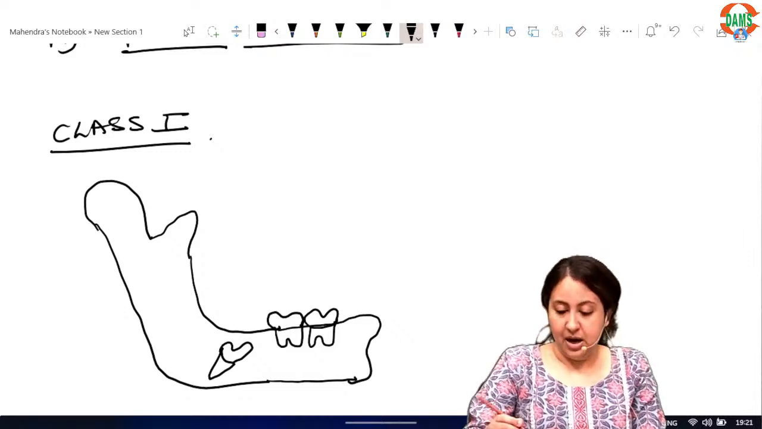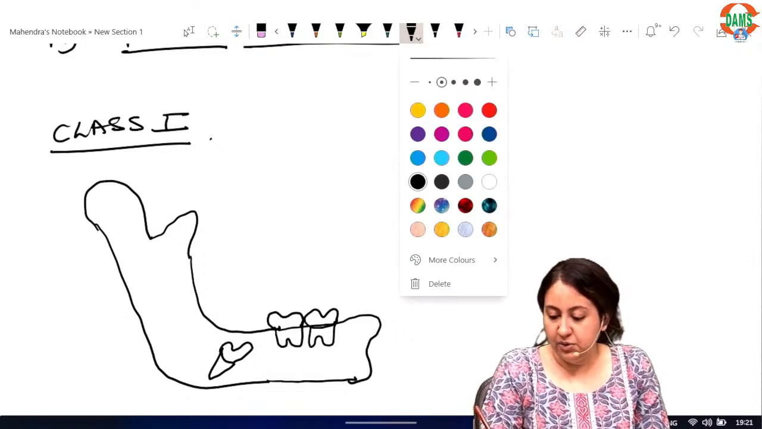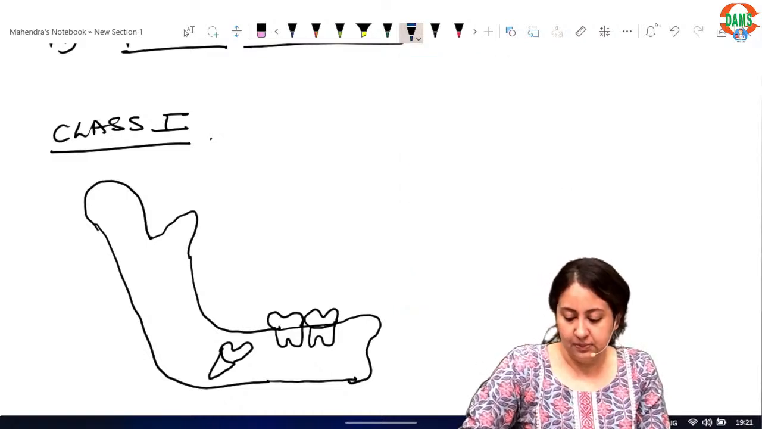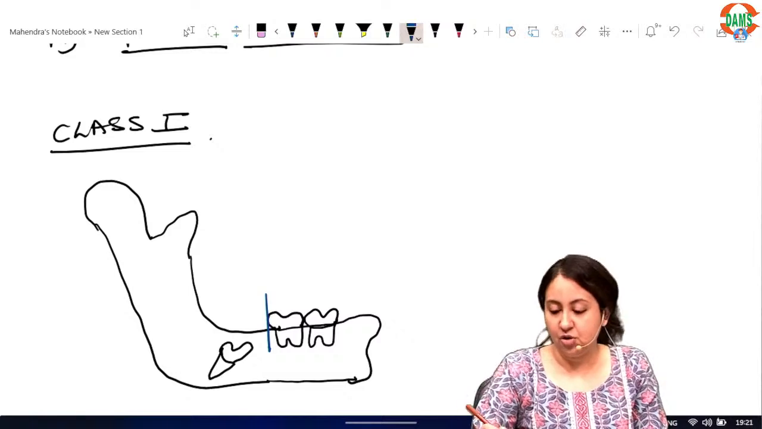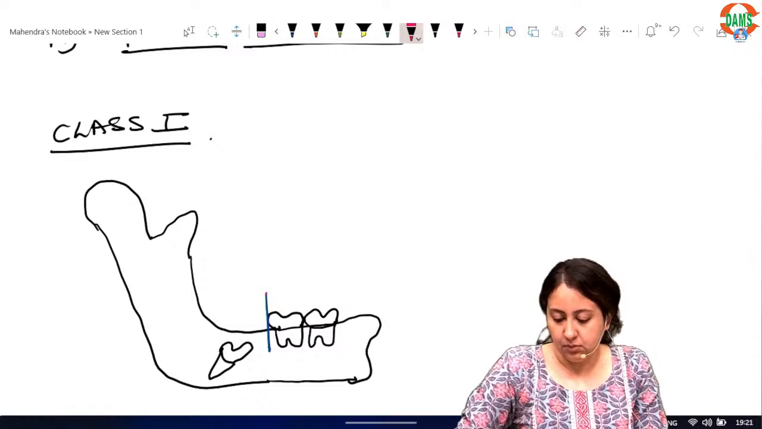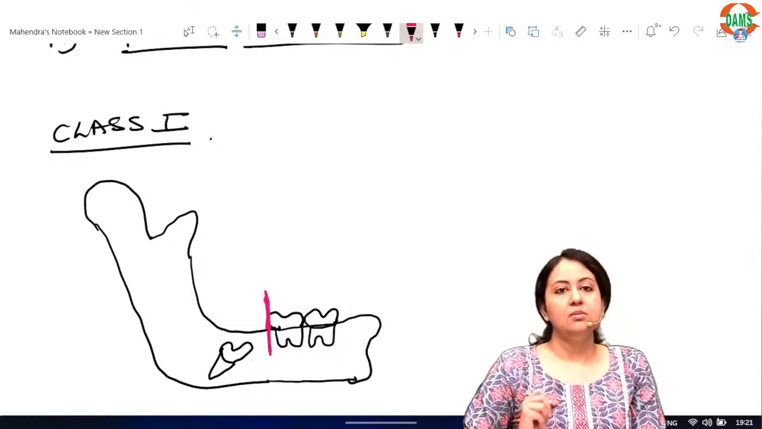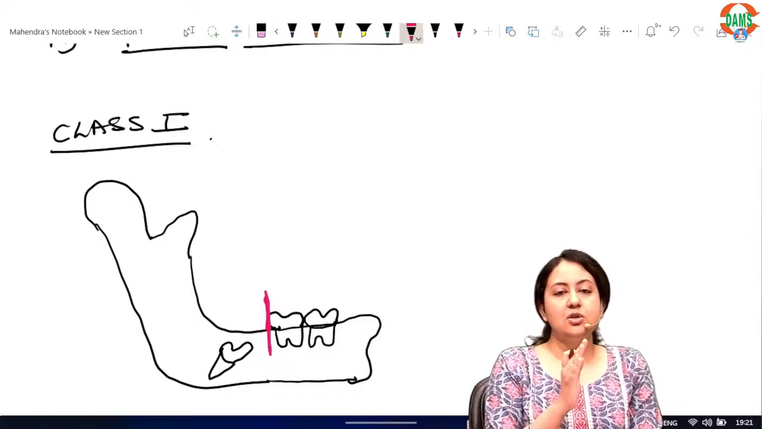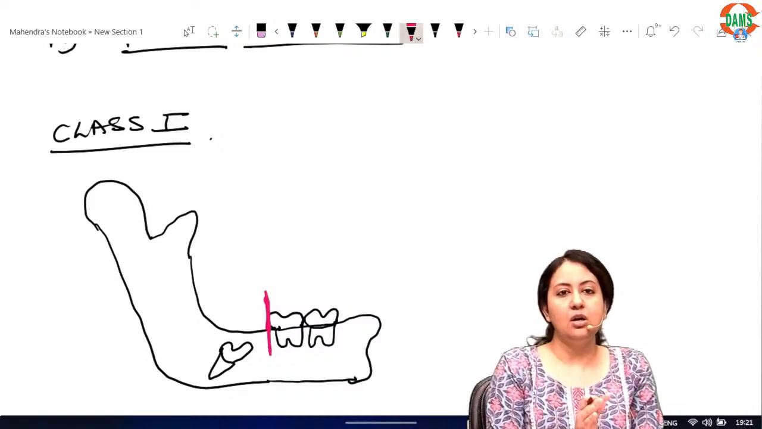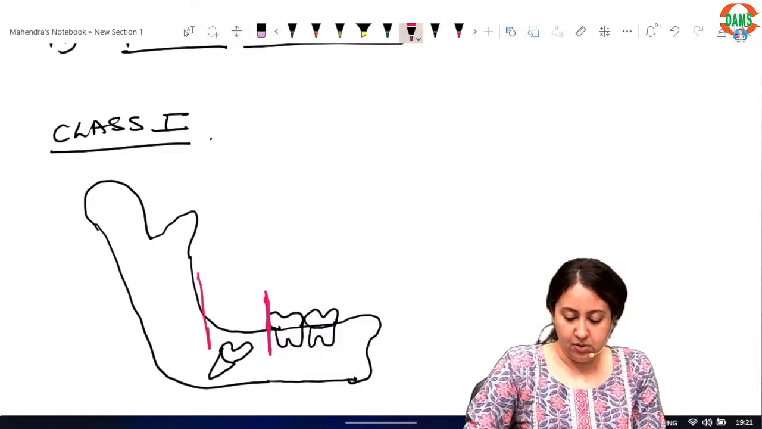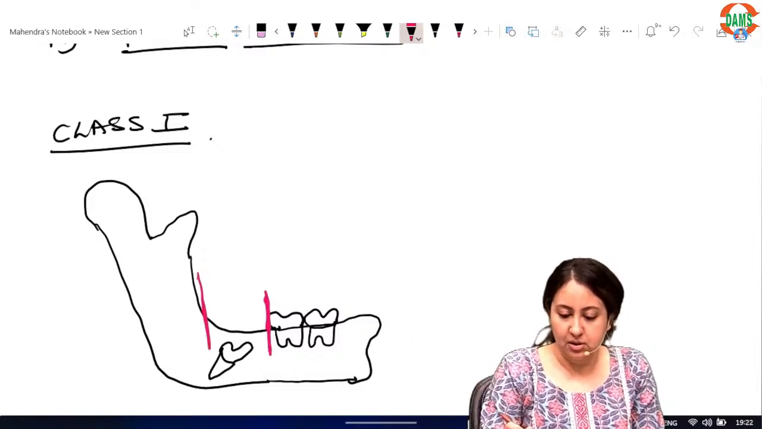Now this is our impacted tooth. In Ramus relation, we will look at 2 aspects. I'll use a different color which will be more prominent. This line, please note, I have drawn on the distal surface of the second molar tooth. And one line I'm going to draw at the ascending border of the ramus.